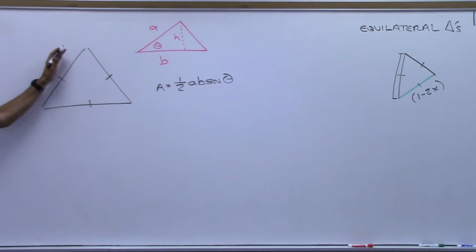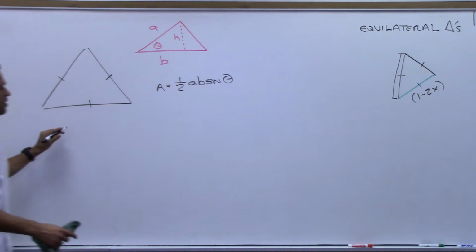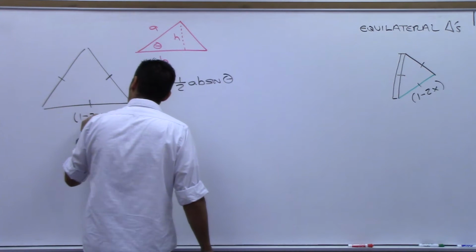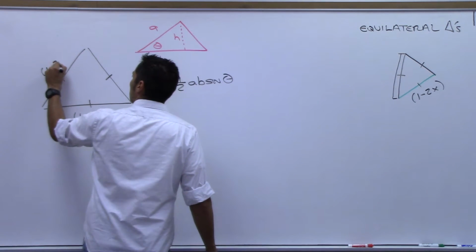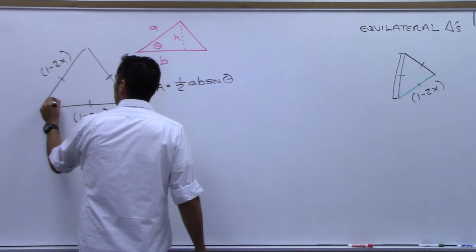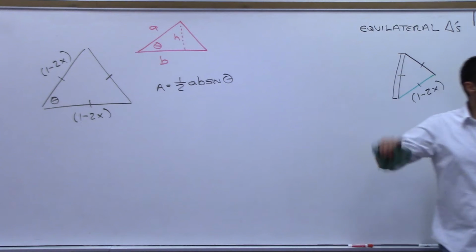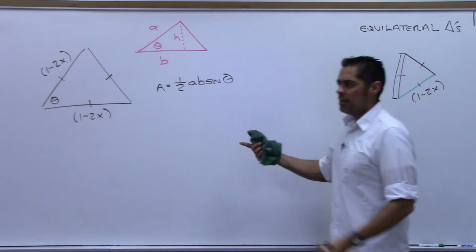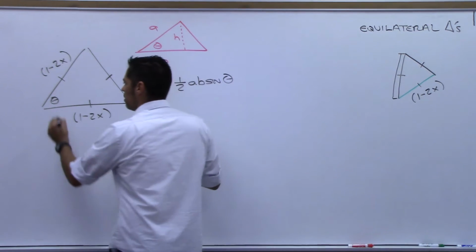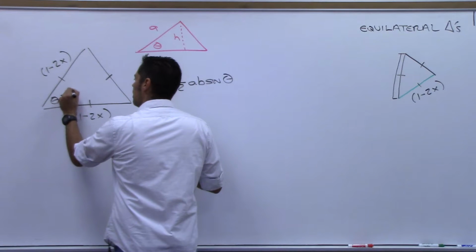You just need two sides. So do we know two sides of this triangle? Yes, because they're all the same sides. 1 minus 2x, 1 minus 2x. I only need two of them. And I need to know the angle between them. 60, because it's equilateral, all angles are going to be the same. 180 degrees, divide that by 3. So you get 60 degrees.